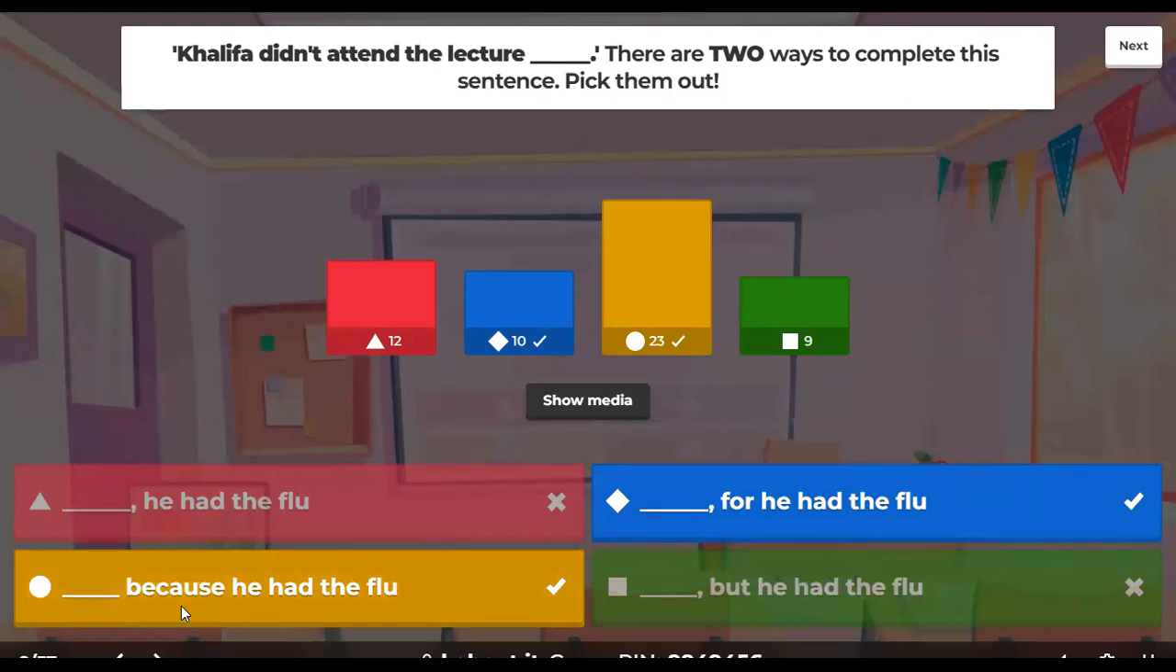But here, what will we do? We will simply remove the comma because we don't need it. We don't need it before because. Do not put a comma before because. Now this is the independent clause, and because he had the flu, well, that's the dependent, and this is a complex sentence. Now, but he had the flu, this doesn't make sense. Khalifa didn't attend, but he had the flu. This makes no sense. It means when he has the flu, he will attend. This is wrong. The meaning is wrong.